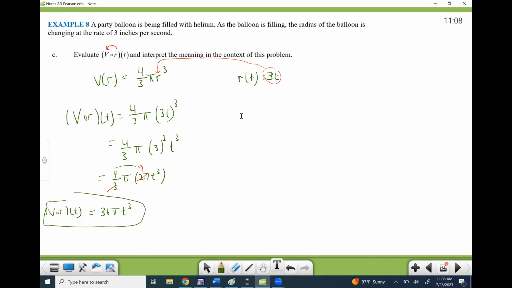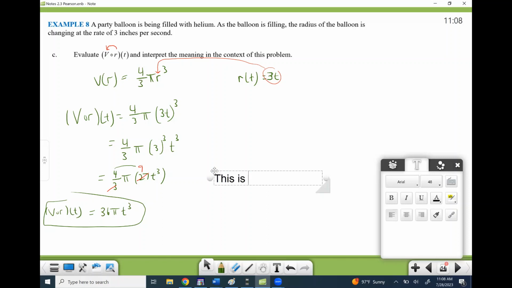So the difference between this function here, the one we found, and this other V up here is, this is the volume in terms of the radius. The new one we found is the volume in terms of time. So this gives us the volume in terms of time. Now we'll talk on this next example why that's important.